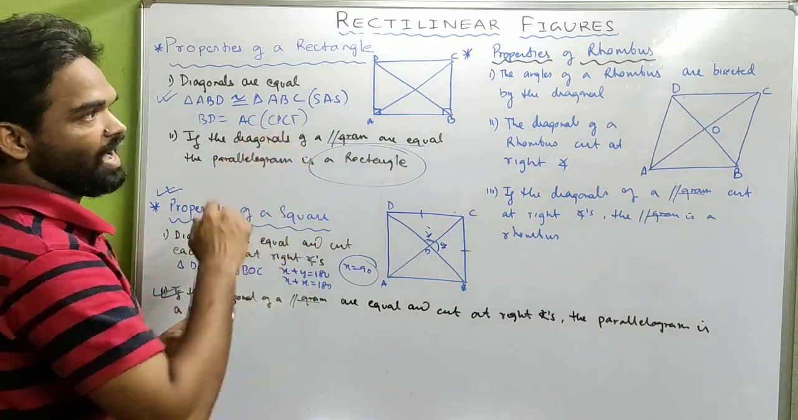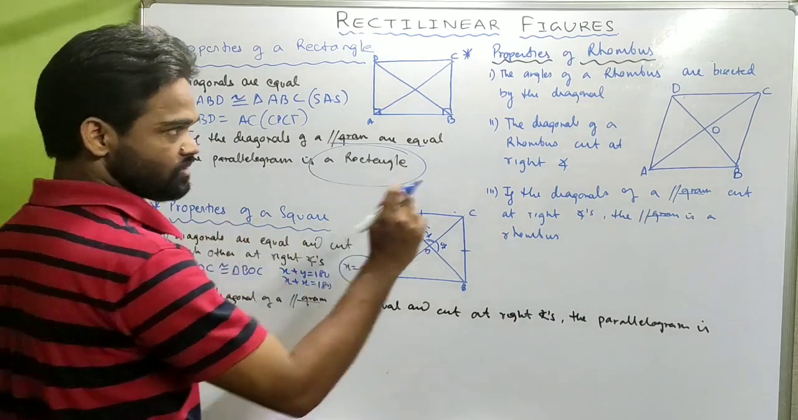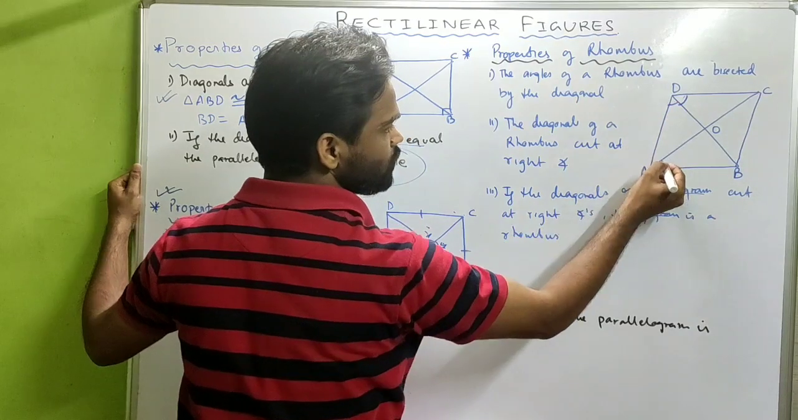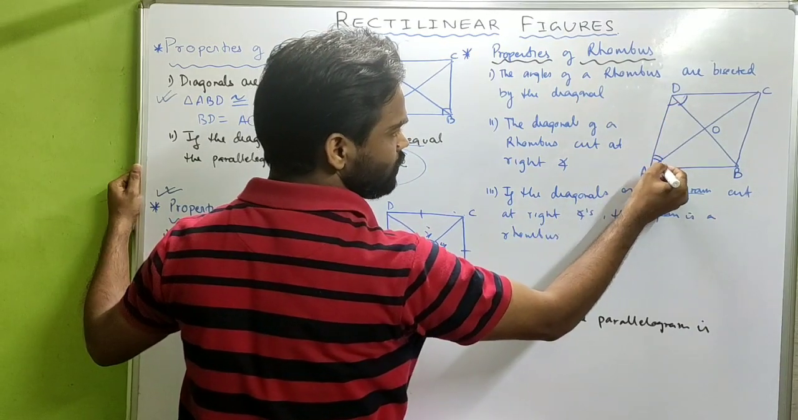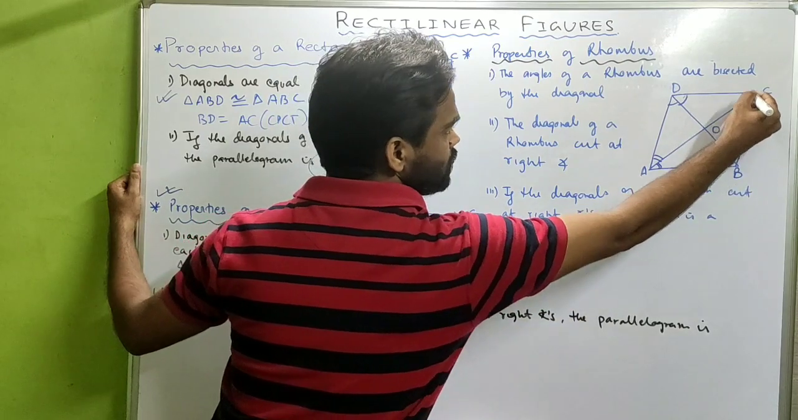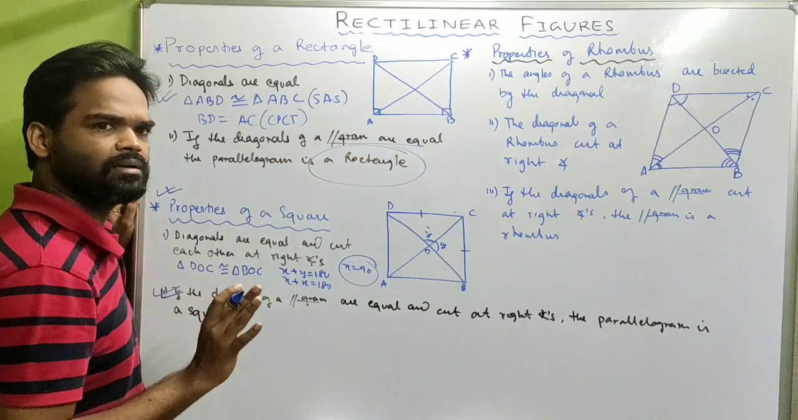The first one, the angles of a rhombus are bisected by the diagonal, which means in this figure, this angle and this angle will be equal. This angle and this angle will be equal. This angle and this angle will be equal. Is it clear? The angles are bisected by the diagonal. We can prove by congruency.